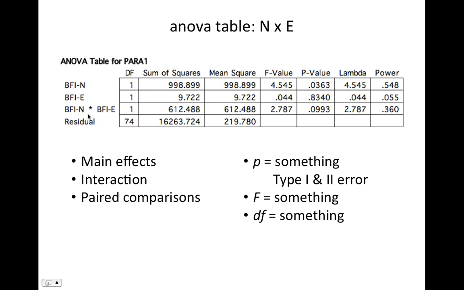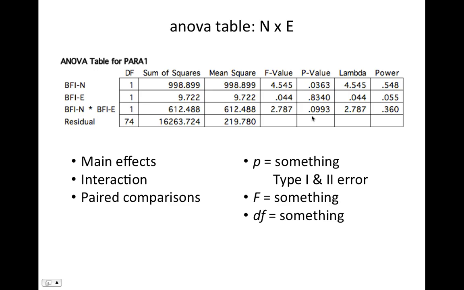And this third row is the interaction term. When you see two variables like this, N asterisk E or N x E, as in the title of this slide, that's referring to an interaction of those two variables. And for the interaction, we see that there's an F of 2.7 and a p-value of 0.09.